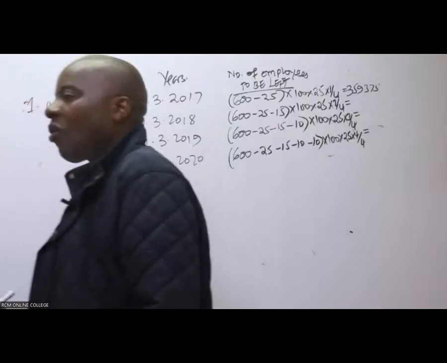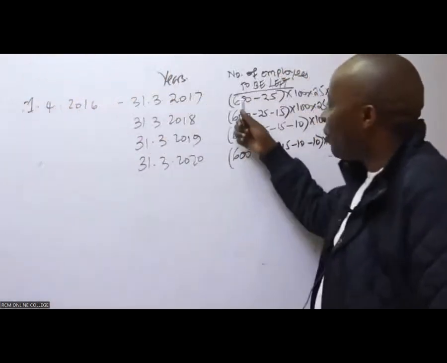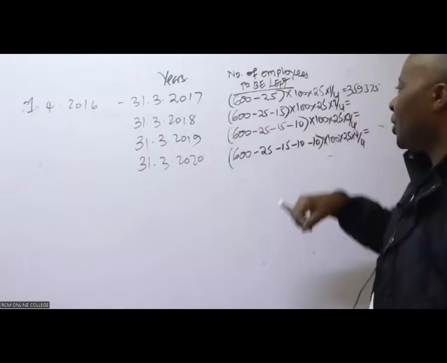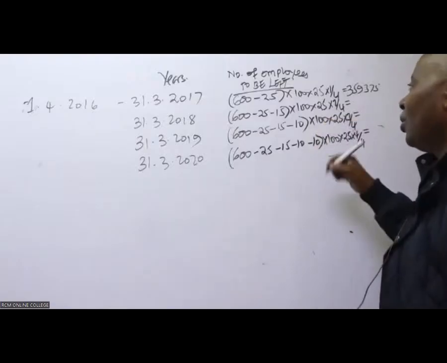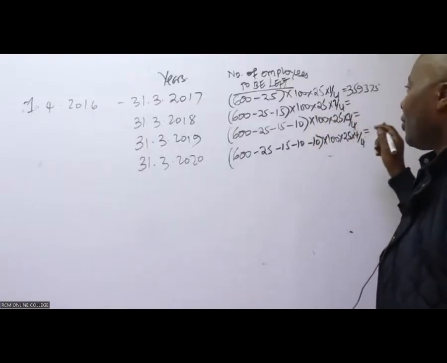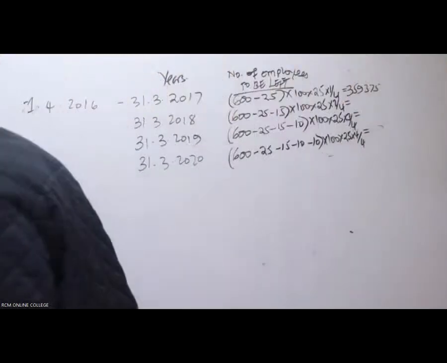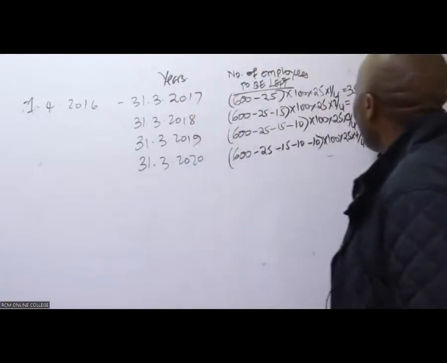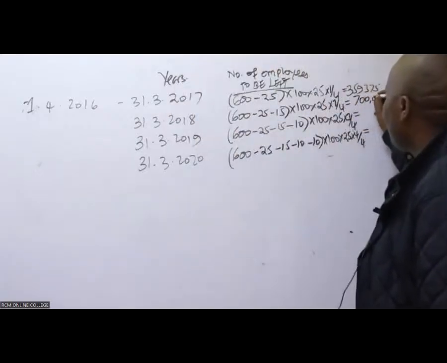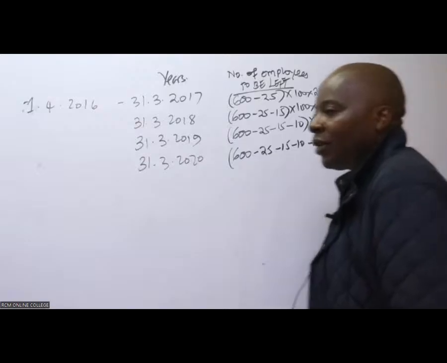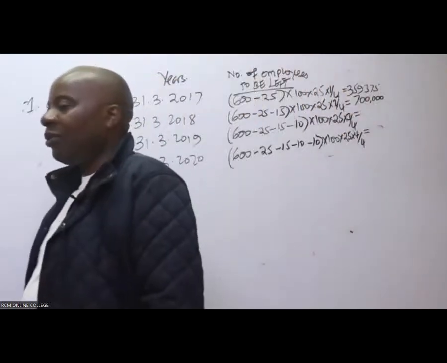So how about the second one? The second one, you open brackets nicely: 600 minus 25 minus 15, close, times 100, times 25, times 2/4. According to Ngugi, 700,000. Someone else should be able to confirm figures.